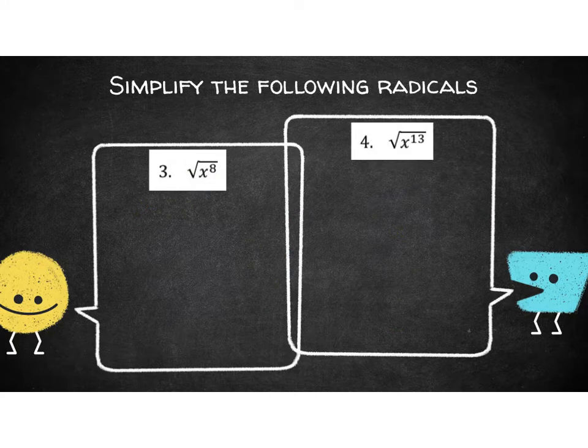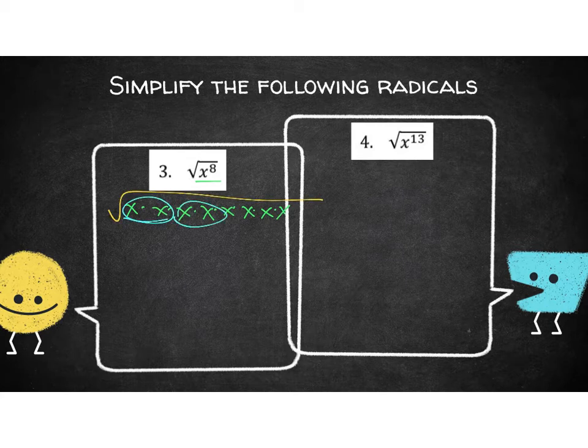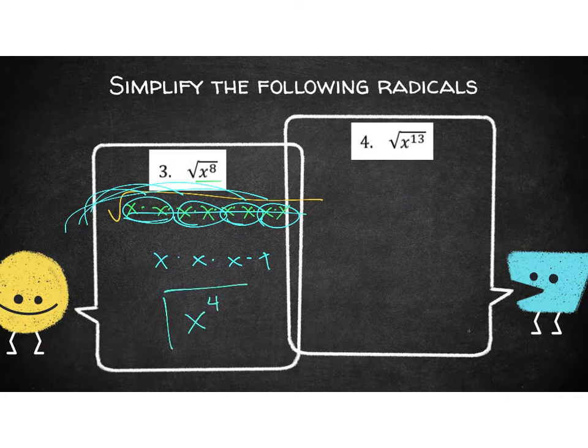In number 3, I have x to the 8th. So I have 8 factors of x. 1, 2, 3, 4, 5, 6, 7, 8. So that's what's underneath my radical, and then I'll look for those pairs. There's 1, 2, 3, 4 pairs of x's that can all come outside of the radical. And there's no x's left over underneath, so there's no radical left. That's simply x to the 4th.